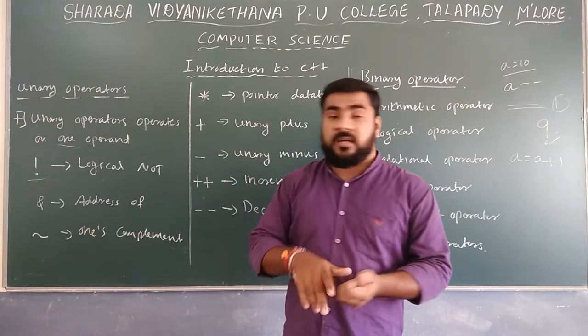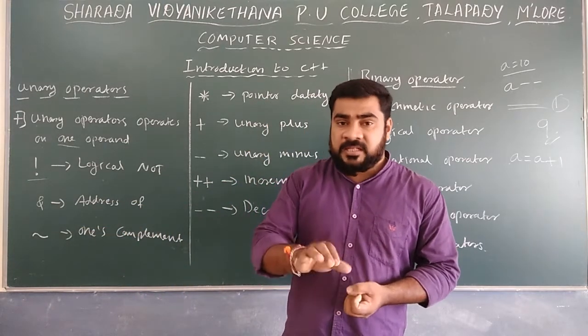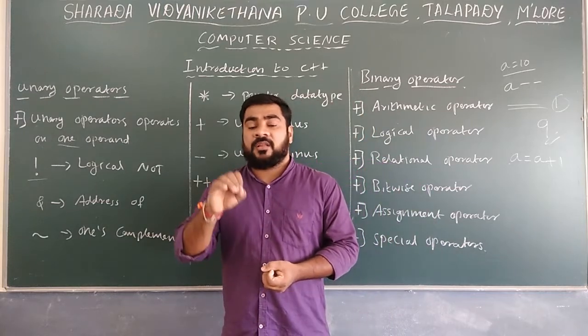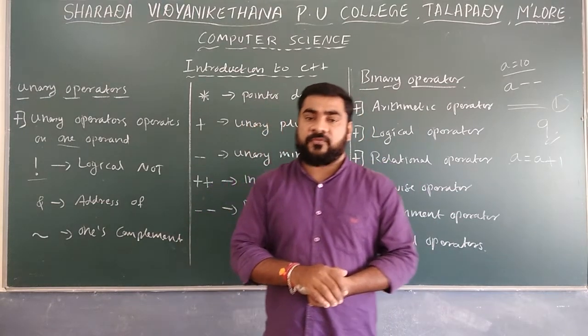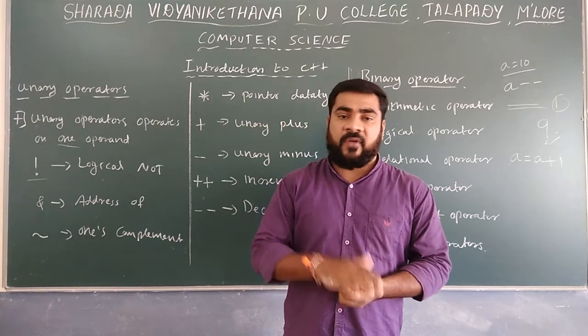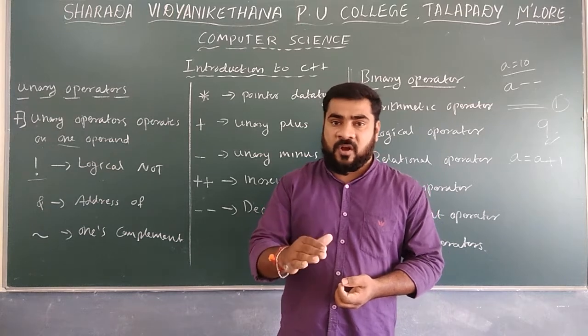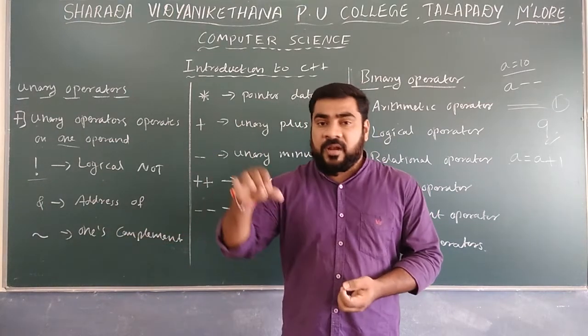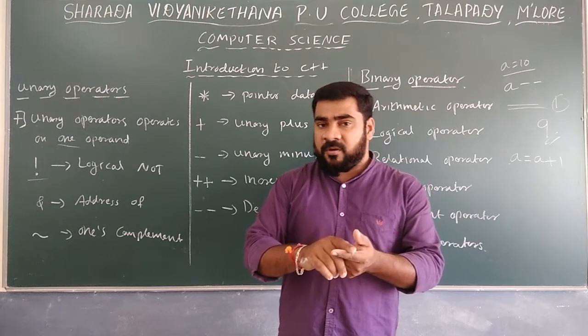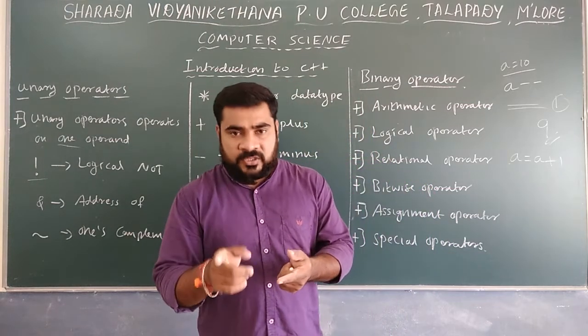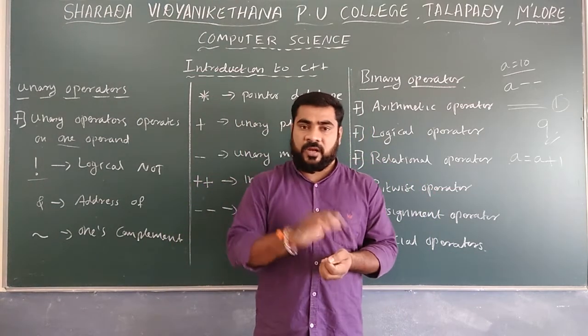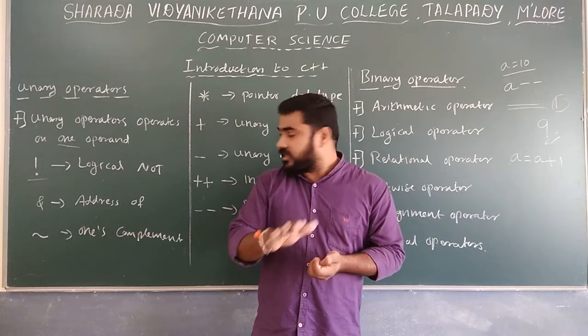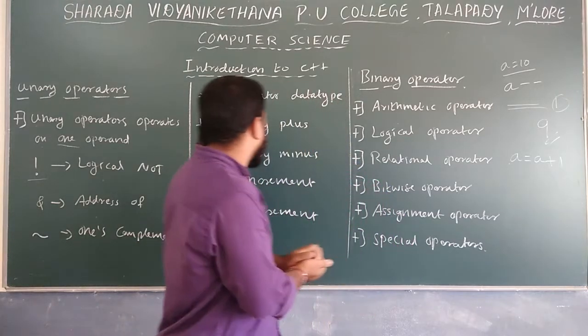The next one is the negation symbol. The negation symbol is mainly used to perform the ones complement of a value. Ones complement means that when a value is 0, the ones complement of 0 is 1, and the ones complement of 1 is 0. Like that, the value is going to change. That is the ones complement, or negation.